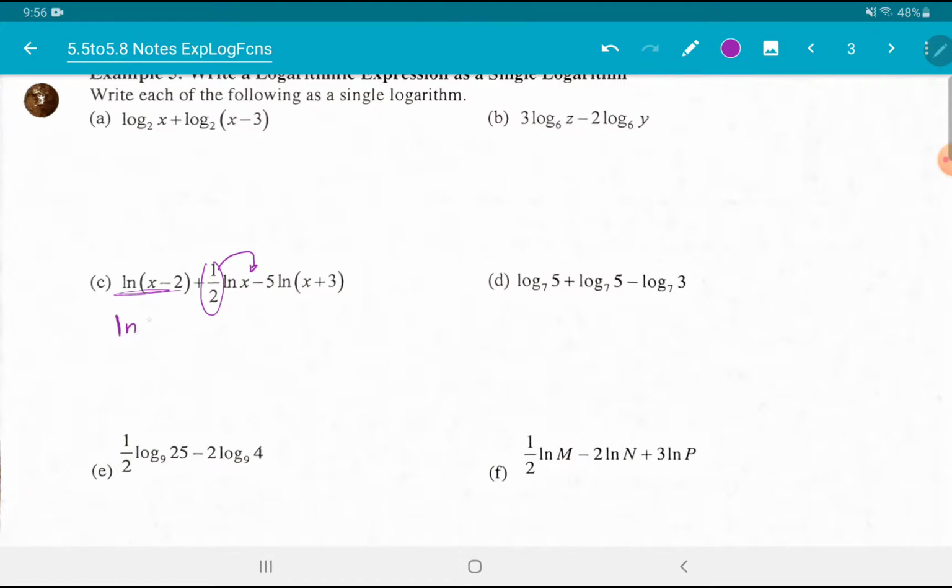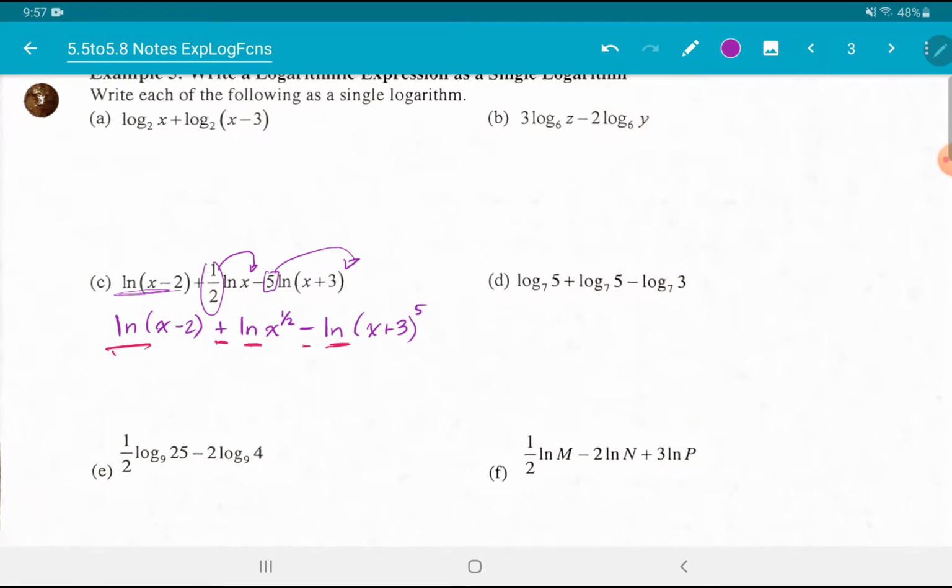So I'm just going to rewrite this: ln of x minus 2 plus ln of x to the half power here. And then minus, again, we have a coefficient that can be brought up. So we have ln of x plus 3 to the 5th power. And that's all of x plus 3, not just the 3, not just the x, it's the entire x plus 3. All right, combining a little bit more, I do see that we have natural log plus natural log minus natural log. So we know that when we're combining logs with the 4 basic operations, we can combine it as one whole natural log.